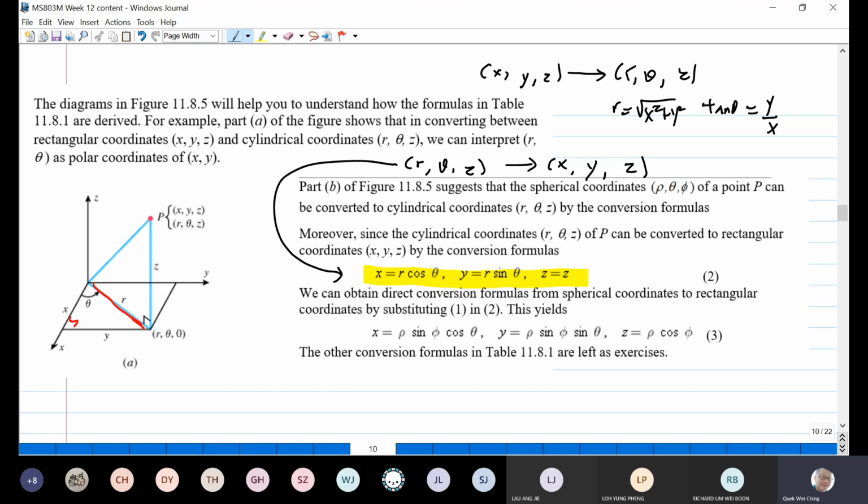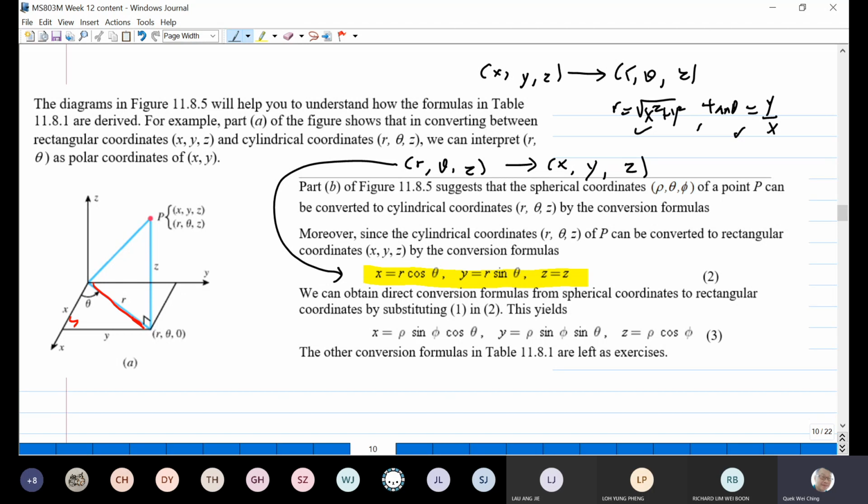Of course, you have to know what x and y are and which quadrant it belongs to before you get theta. Z is still the same. So from x and y you can get r and theta, the same as polar coordinates. So this is an easy one, and we are quite familiar with it.